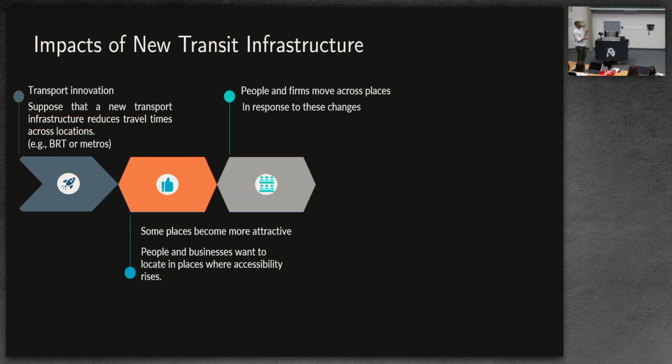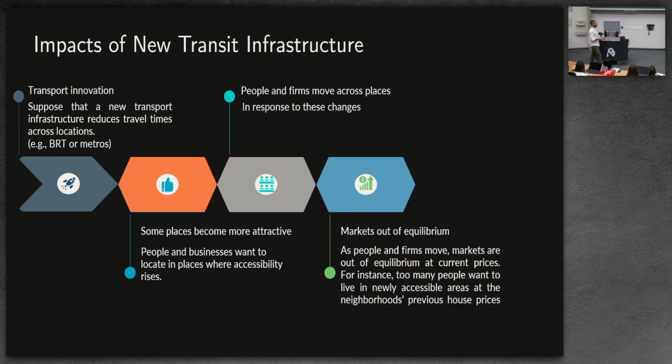So what's going to happen? After these places become more attractive, people and firms respond, so they start to move across space. Now the markets are out of equilibrium, so at the current prices for properties, supply is no longer going to equal demand. If everything was in equilibrium before, now more people are moving to some locations, exactly as the first group was saying, and now there's too much demand for housing at the current prices, and prices are going to start to go up.